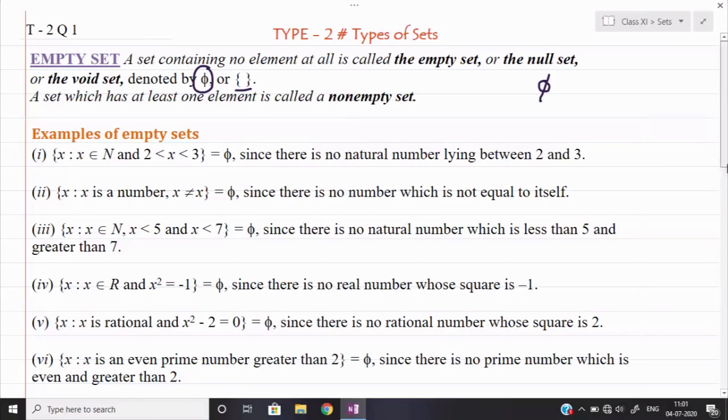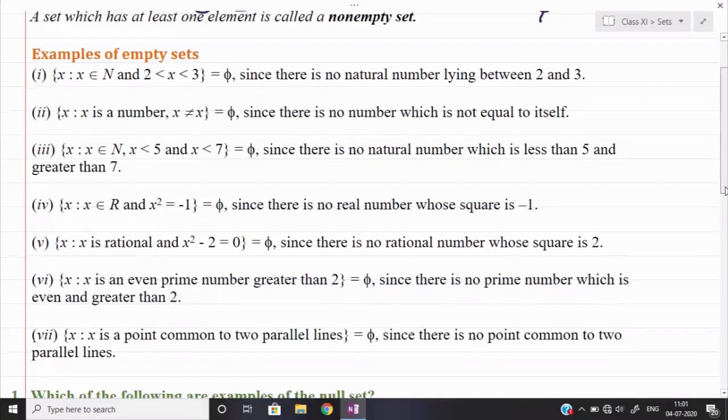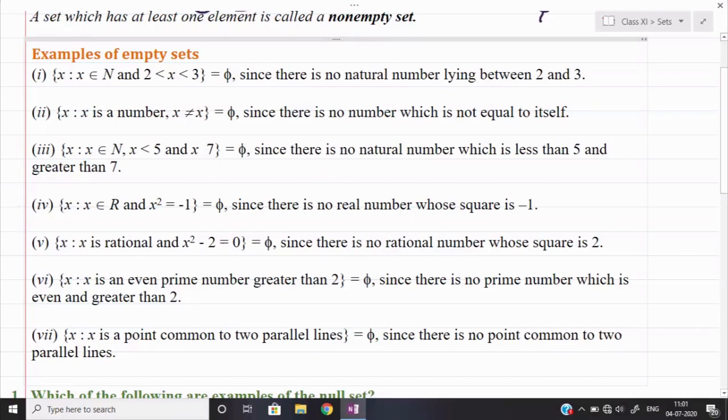Similarly, let us see the third example. They are saying x belongs to N, the value of x is less than 5 and the value of x is less than 7. Sorry, here I think greater than 7 should come. We will make the correction. Here by mistake it is written less than 7. It should be greater than 7.